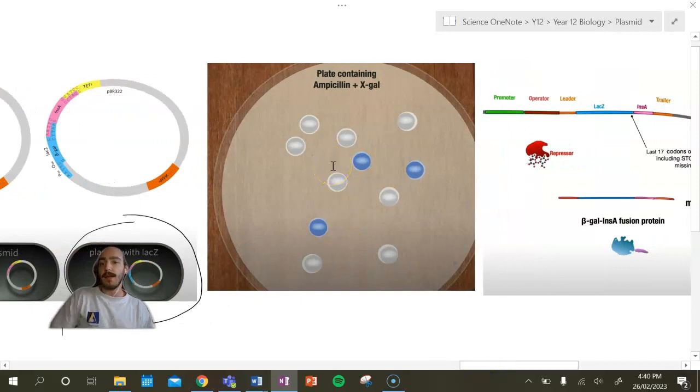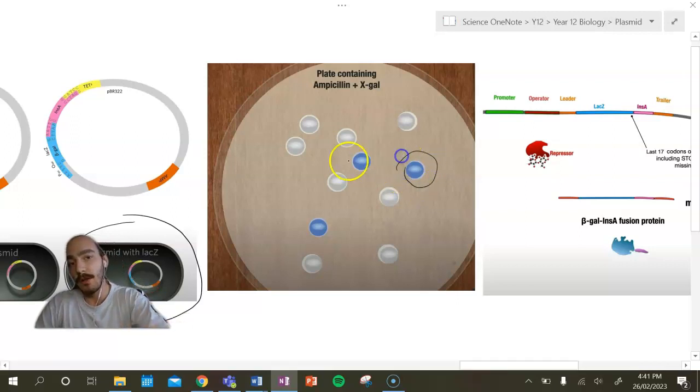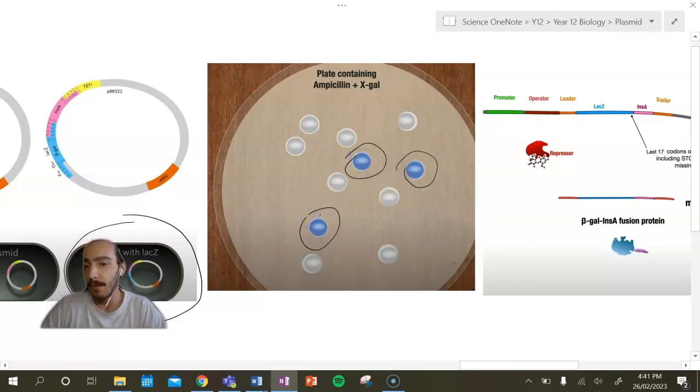Now, the cool thing about lac-z is that beta-galactosidase actually breaks down this thing called XGAL. It's a long name, but essentially when it breaks it down, it turns blue, which is really cool. So if we introduce lactose or XGAL into the environment, it turns blue if it's got beta-galactosidase present. So now we see these blue colonies, and we know that those have the beta-galactosidase. So essentially, again, we pick those ones out and use them.